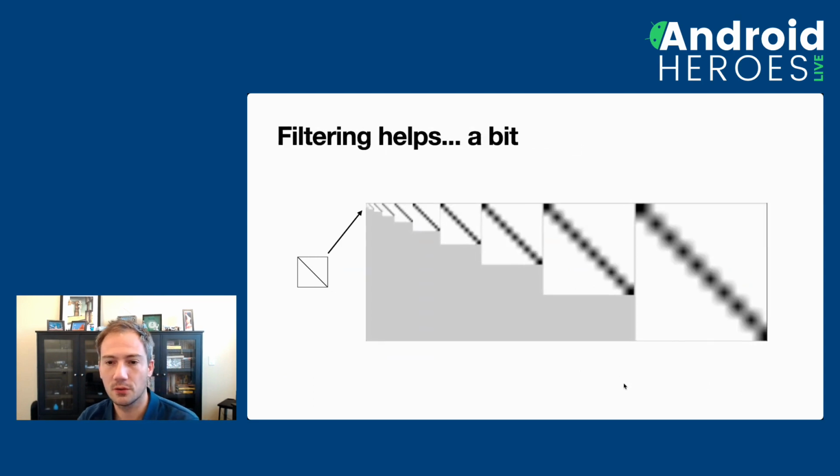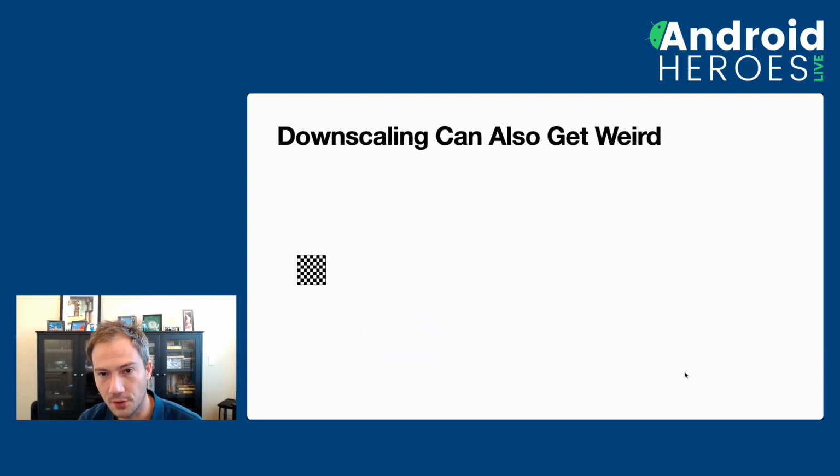Now we can switch the filtering to use bilinear filtering, but we're just going to get this blurry mess instead. You can even see inside the line this star shape. You're actually seeing the shape of the bilinear pattern. So it has its drawbacks as well. Not great. Downscaling can also be weird.